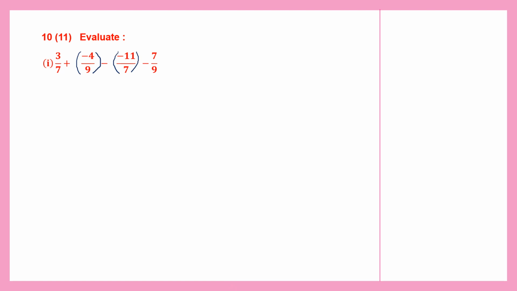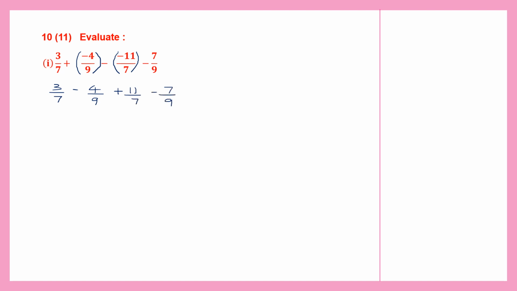So now that we have within brackets, let's rewrite our question. So our question will be 3 by 7. Now let's remove the brackets. Plus into minus is minus. So this becomes minus 4 by 9. Then we have minus sign here. Minus into minus is plus. So that is plus 11 by 7. And we have minus 7 by 9.